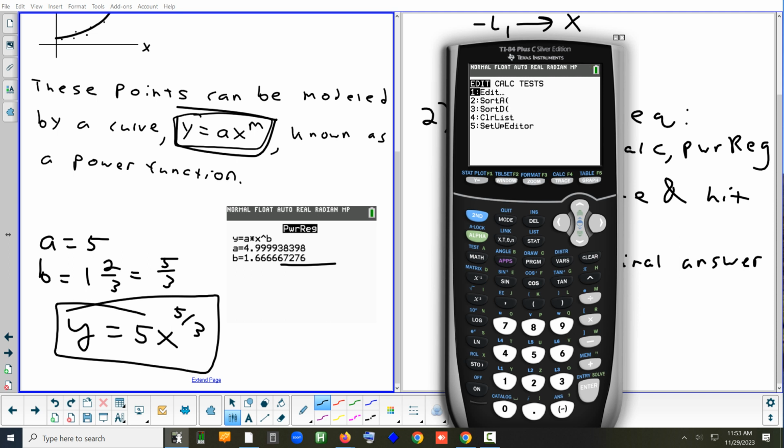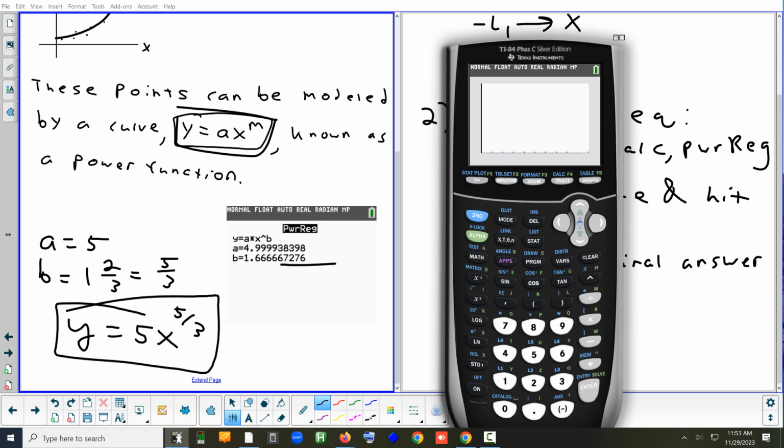And then what's the largest and smallest y value? 5, 10, 160. All right, so I'd go 0 to 200. So we'll set our y 0 to 200. Now, if you hit graph, it's not going to do anything.